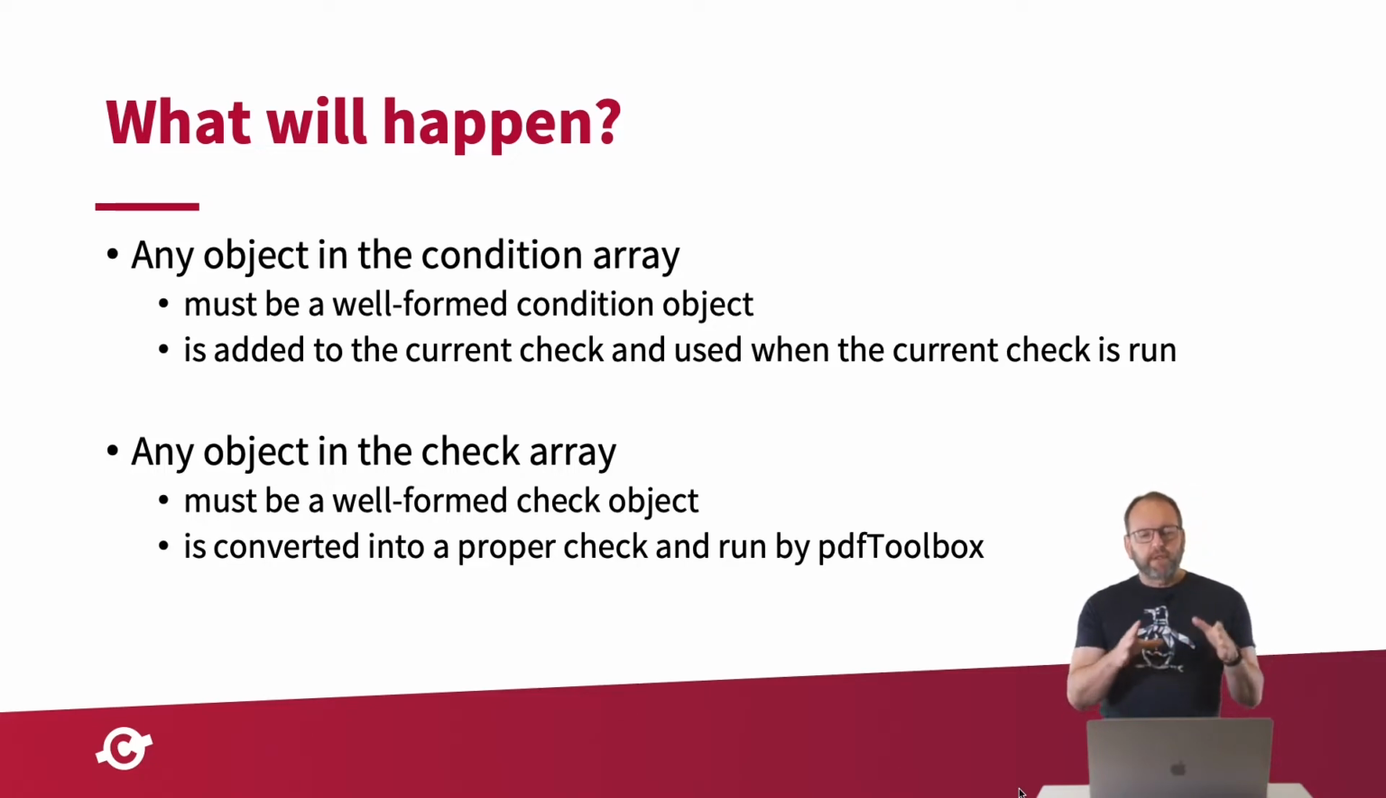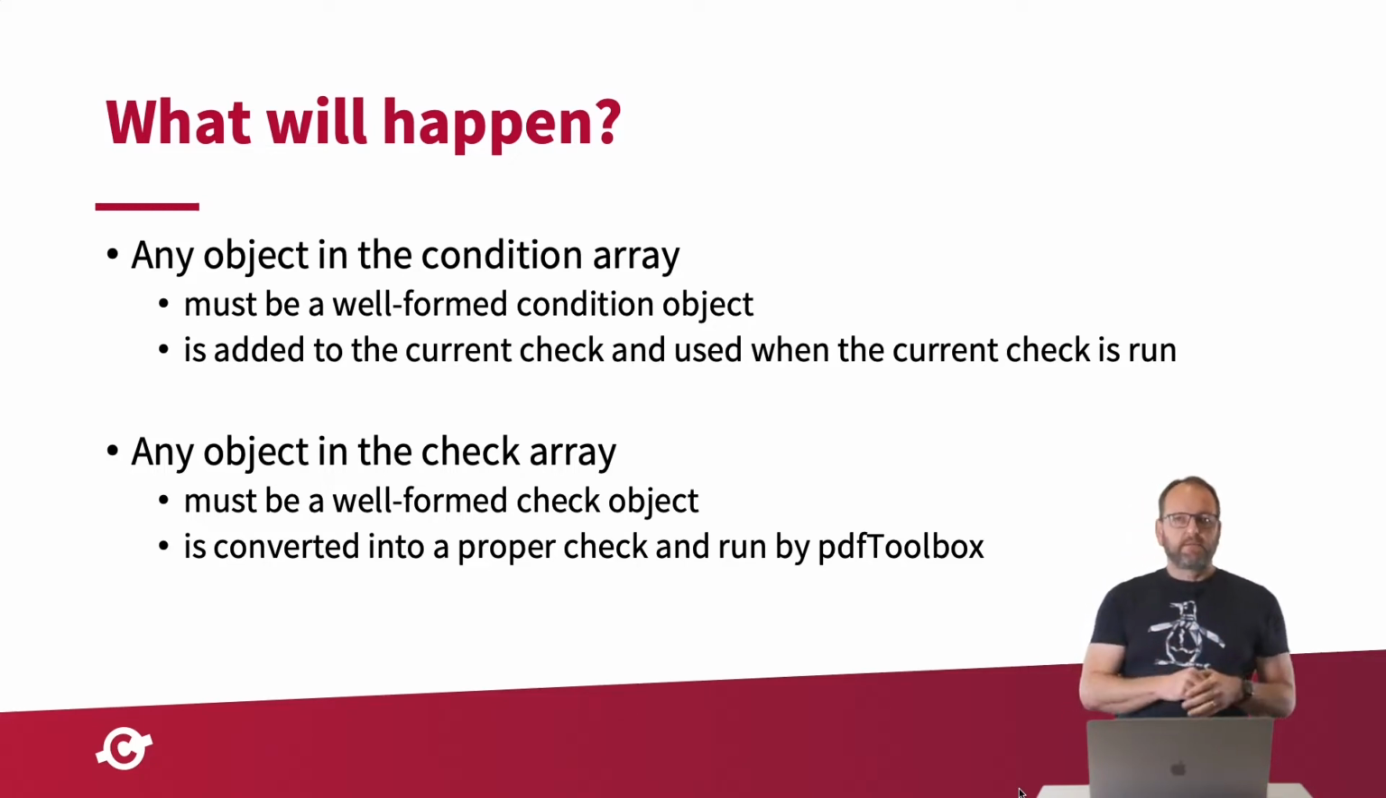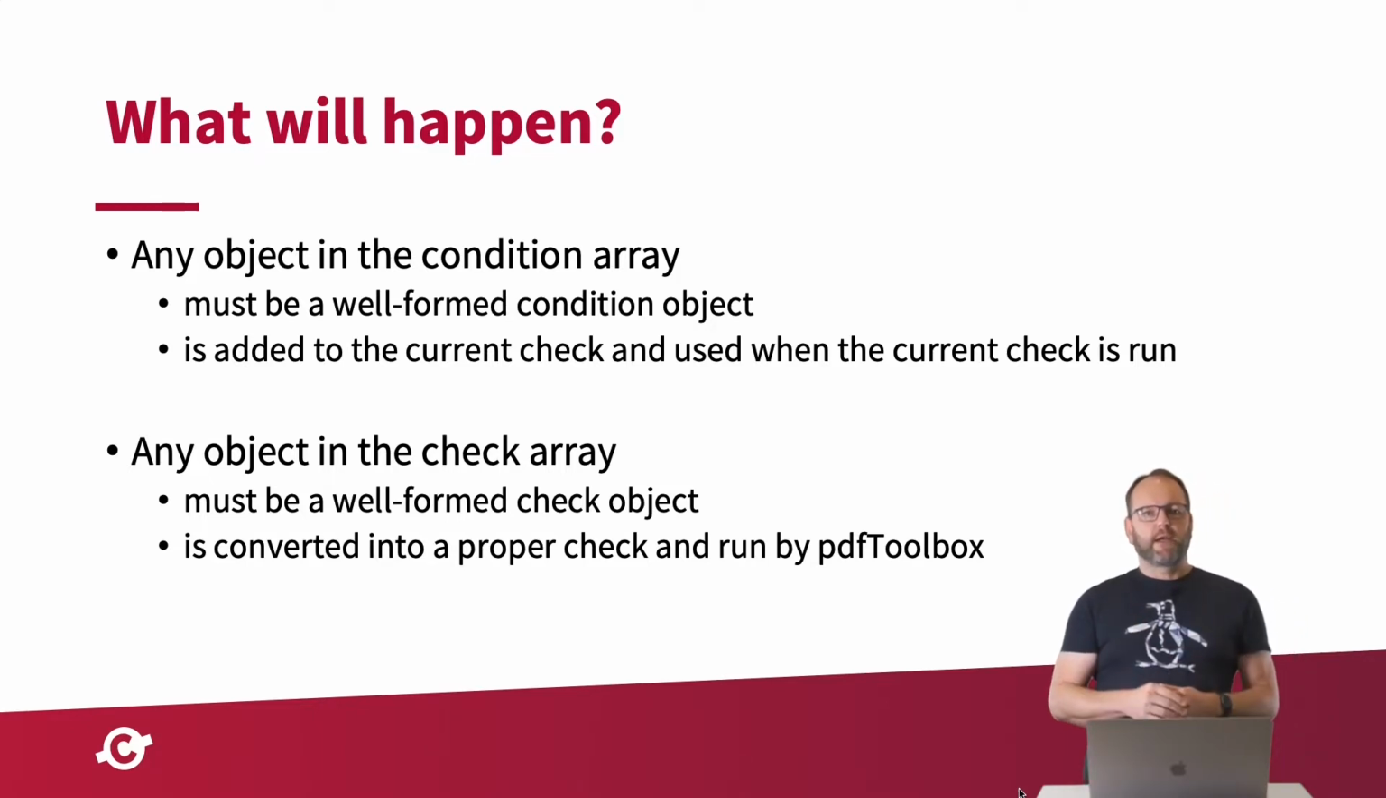If you put something in the checks array, then that must be a well-formed check object. And again, if there is something in there, pdfToolbox will interpret each of these things in that checks array. It will assume it is a valid object, create a check for it, and then run the check.